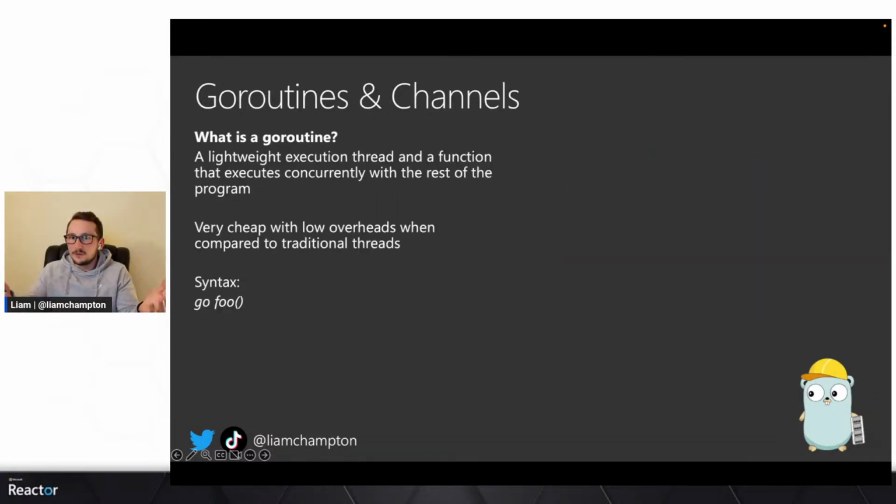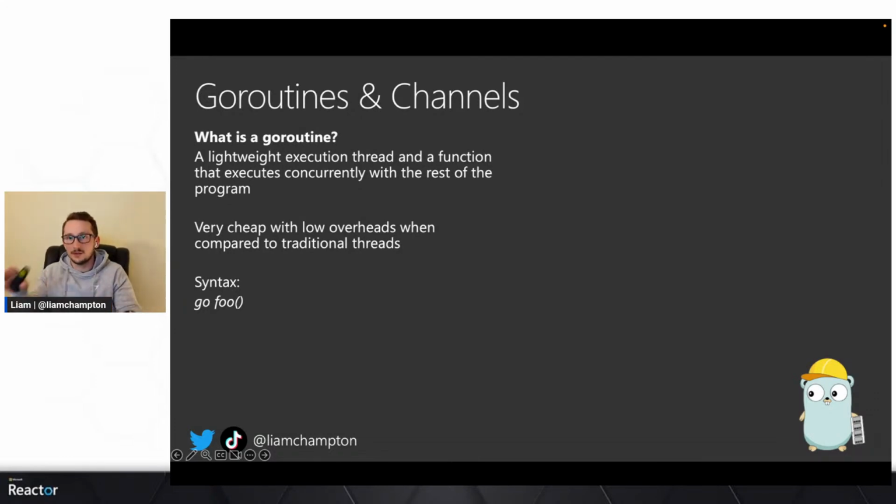Go also has Go routines and channels, which I have spoken about in previous episodes, or I've alluded to it, but we're going to talk a little bit more about them now and what they are. So a Go routine, what is it? Well, it's a lightweight execution thread and a function that executes concurrently with the rest of the program. So you've probably heard about concurrent programming in Go, and it's really fast and efficient. It's a lightweight thread in the program, essentially.